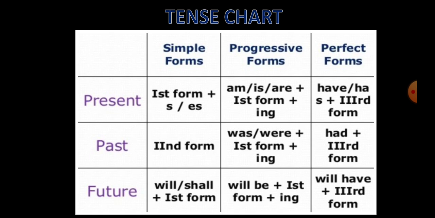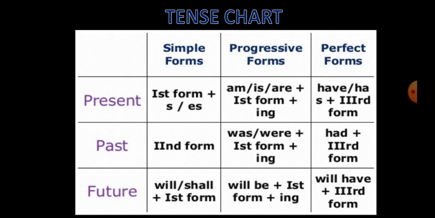So let us begin with present tense. First we will see the simple tenses of all 3 parts: simple present, simple past and simple future. So what is the formula for simple present? First form plus s or es. So here in this chart, dear children, what is written before it will be the subject, and after this formula will come the object, meaning subject plus first form plus s or es plus object. Now first form, what do you understand by first form? Here it is indicating the first form of the verb.